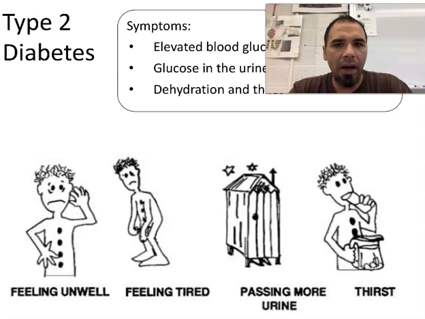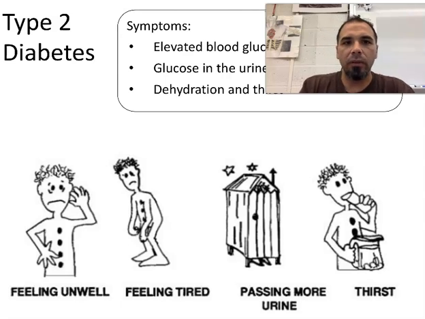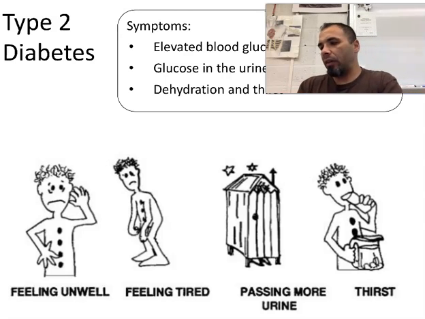So again, this is my wrap-up of type 1 and type 2 diabetes. What you need to know from this slide is what is diabetes, type 1 versus type 2, and some of the treatments. Again, we're going to pick back up with Maroon 5, a little bit of sugar.